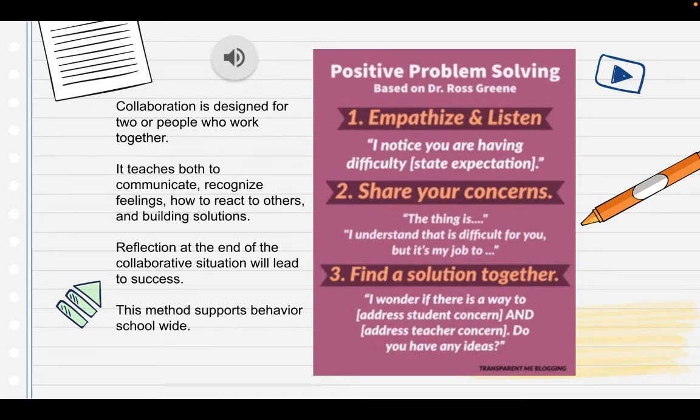And then collaboration is just something that will, at the end, lead to a more positive classroom environment and successful student. This method supports behavior school wide. And then at the end of all of this, reflection is the key piece. Having your student reflect on where they could have done a little bit better is really important. And then communication between two students or teacher is also important. Building those solutions together. And collaboration is just designed for two people or more to work together on a problem.